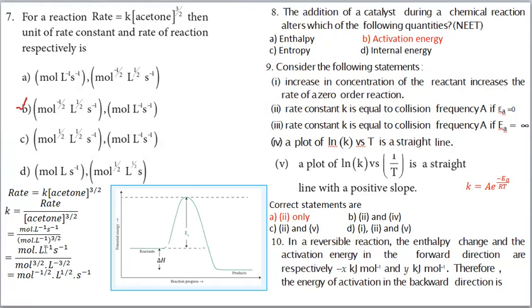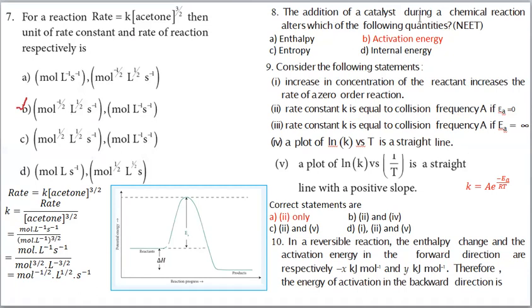Then this value when we move it to the numerator becomes positive. So liter power 3 by 2 minus 1, we'll get liter power 1 by 2. Then per second as it is. So mole power minus 1 by 2, liter power 1 by 2, per second. This is the rate constant unit. Rate unit is mole per liter per second. So option B is the correct one.